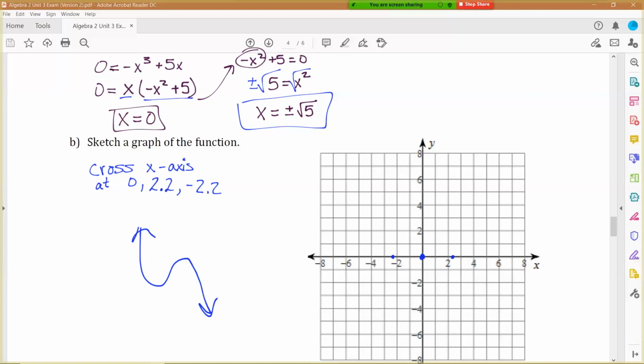Your graph could look different than hers, could look different than hers, look different than Tori's. Yes, Tori. Okay, where did we get the 2.2? Right here. Square root of 5. Okay, that's right. Yep, so the square root of 5 is what gave us these two numbers, positive and negative.